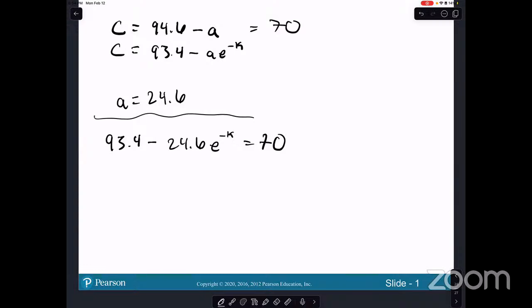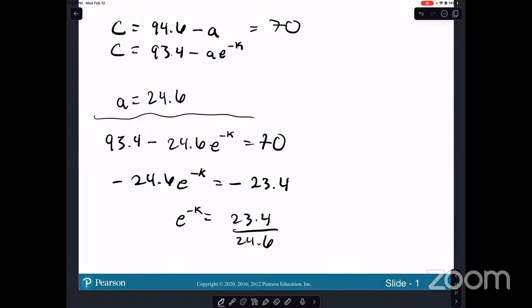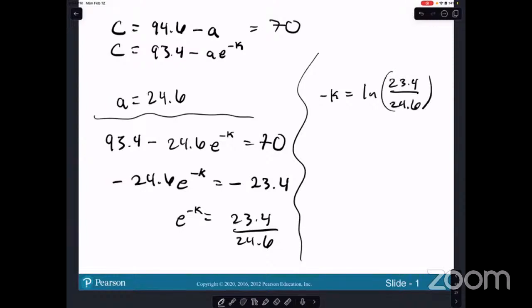So then it looks like we have this negative 24.6 E to the negative K. What is that difference? It's going to be a negative 23.4. Okay. So then we divide: E to the negative K equals 23.4 over 24.6. Take the natural log on both sides. So then the negative K equals the natural log of 23.4 over 24.6. So then ultimately K equals the negative natural log of this. Okay, so the only thing we were missing was that the room temperature was 70.